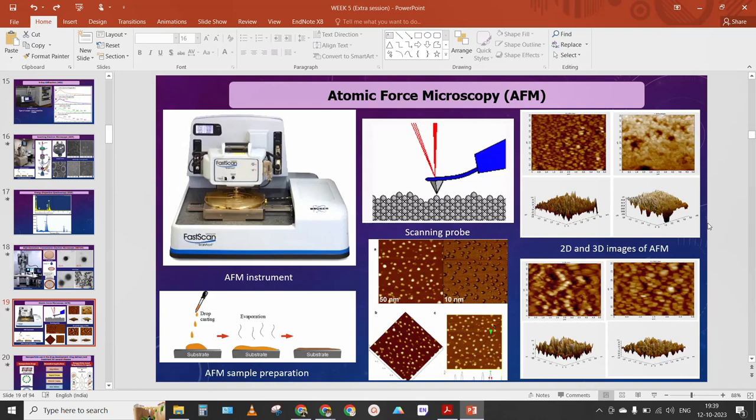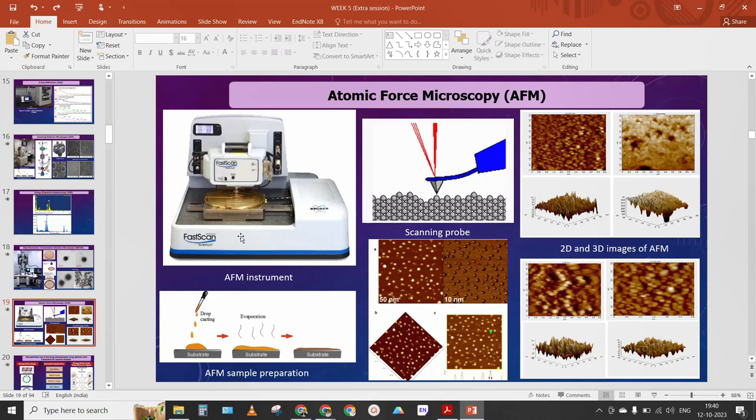But from AFM, we'll get to know the porosity, roughness, and rigidity of that particular nanoparticle sample. The sample preparation for SEM and AFM is similar. There's nothing different. The only difference between SEM and AFM is the coating difference. In SEM, we do carbon coating, gold coating, or sputtering. In AFM, there's no coating or sputtering.